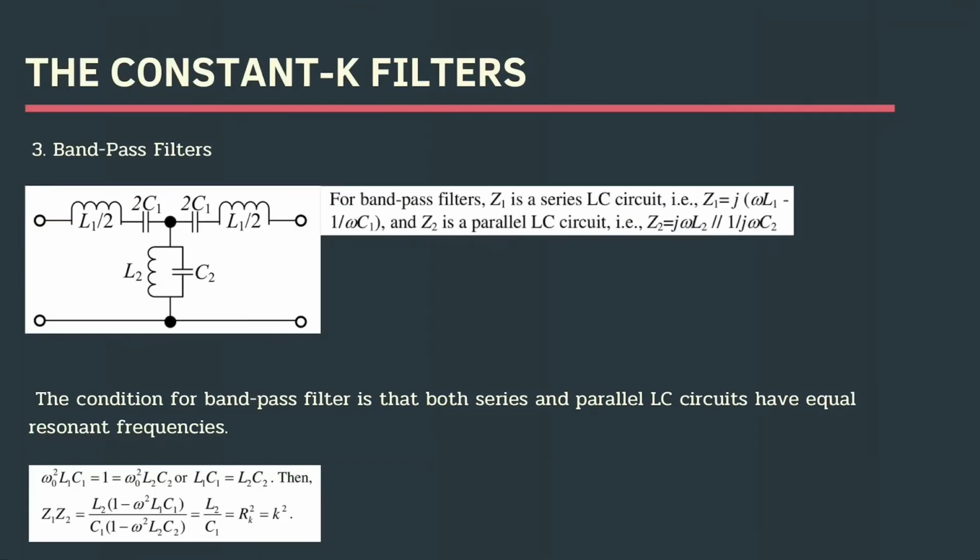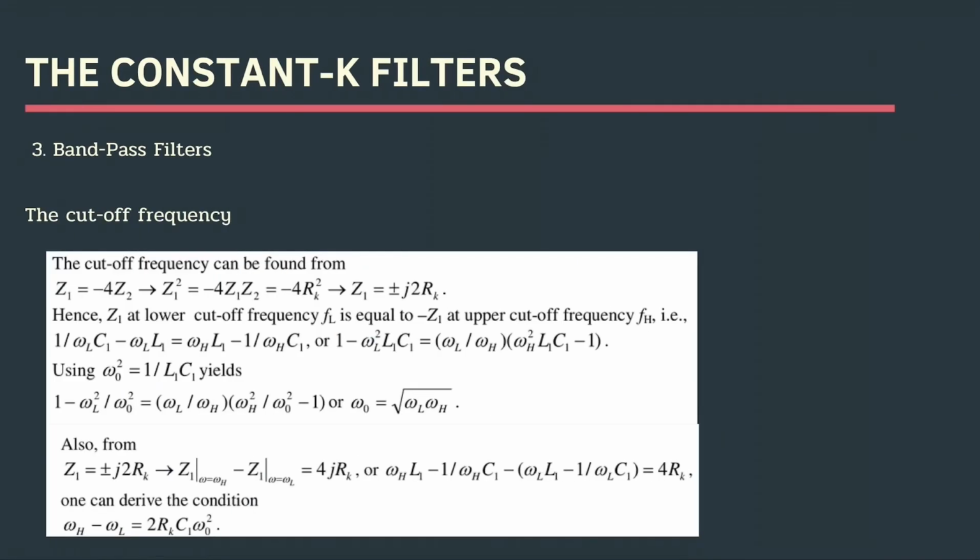And 3, bandpass filter. For the bandpass filter, C1 is a series LC circuit from this equation. The condition for the bandpass filter is that both series and parallel LC circuits have equal resonant frequency from this equation. And the cutoff frequency for the bandpass filter we find from this equation.